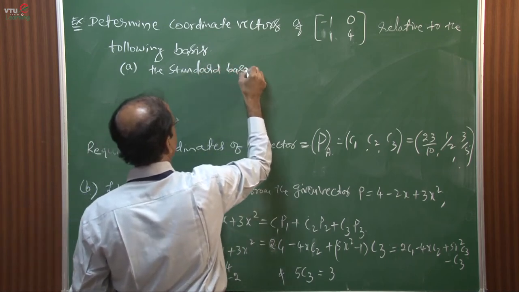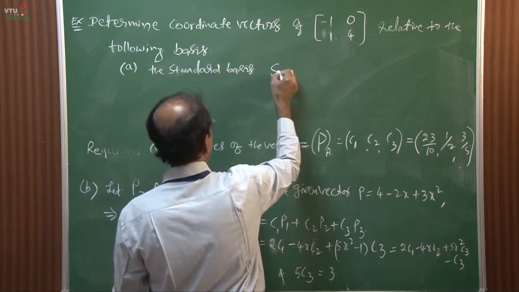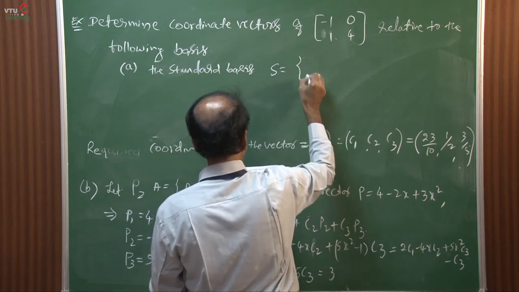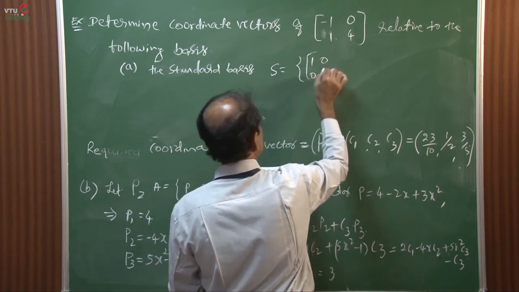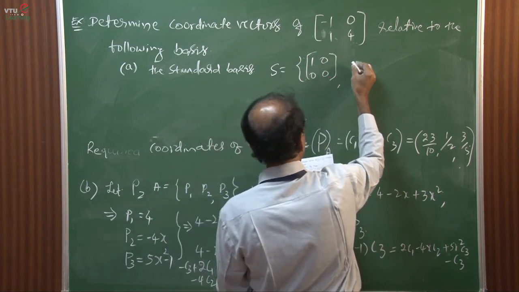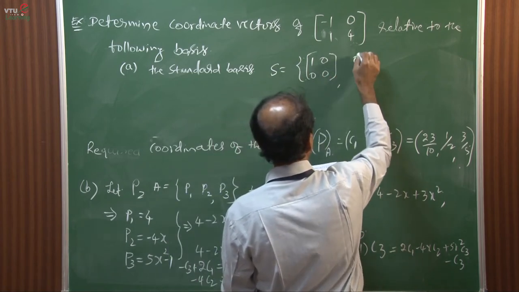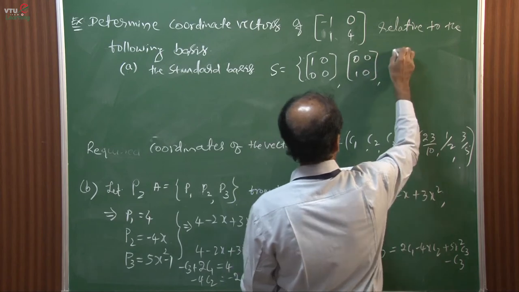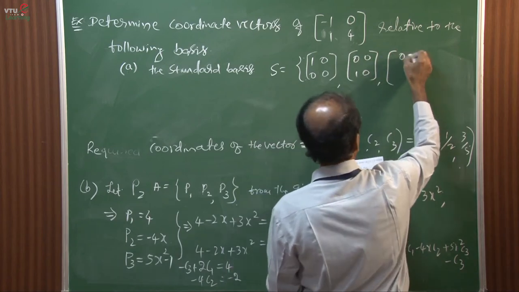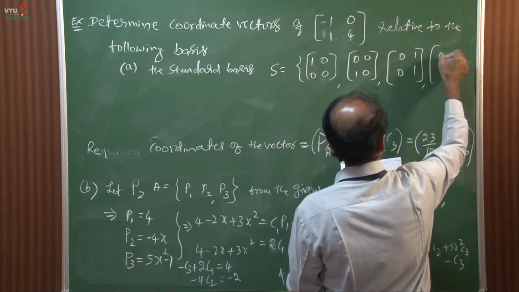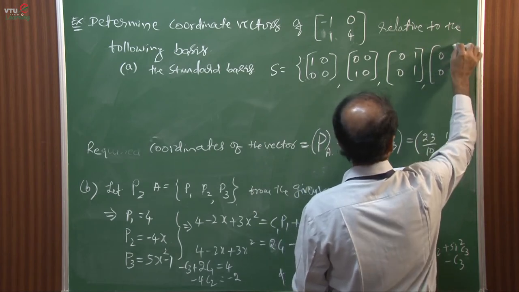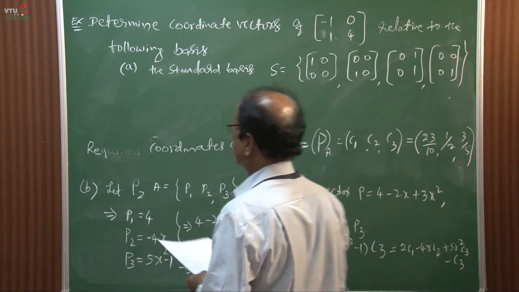The standard basis S is equal to, in brackets, 1 0 0 0. This is the matrix, and 0 0 1 0. This is the matrix. Next is 0 1 1 0. Next is 0 0 0 1. This is the first question.